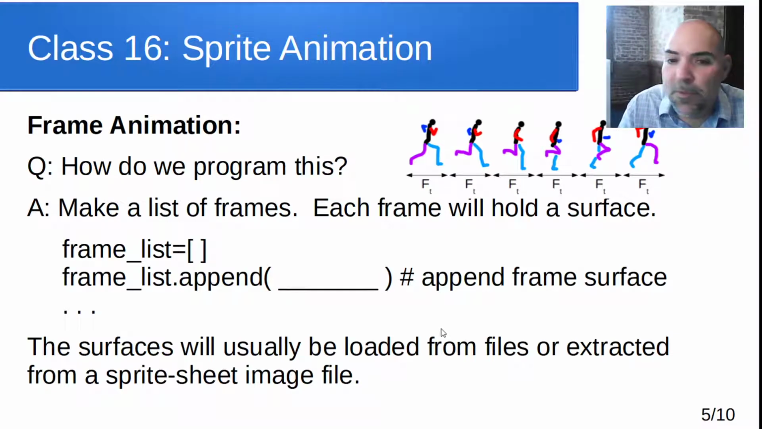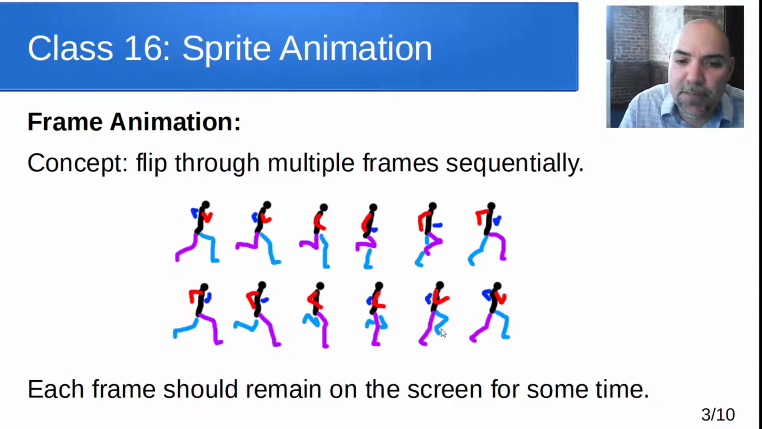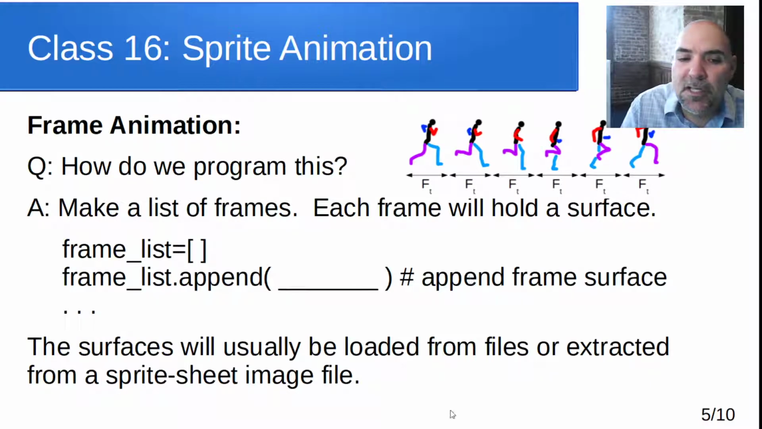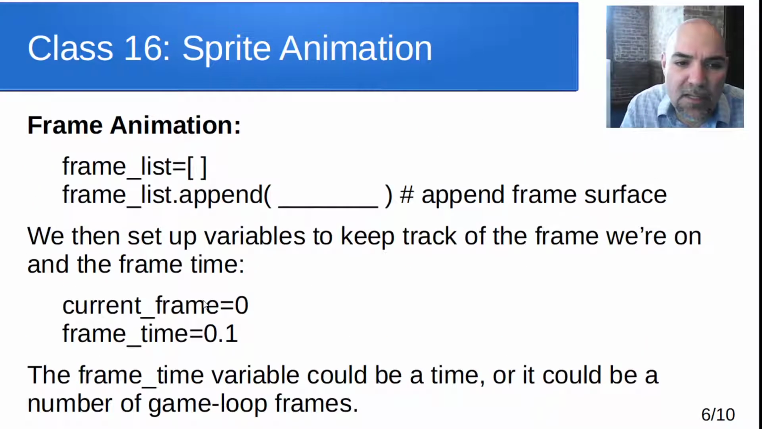The other option is to put all of those into one sprite file like this that includes all of the frames, and then programmatically pull them out by clipping out this part of the picture and that part of the picture and that part of the picture, but we would still put them into the animation frame list one at a time. We would just cut them out of the original one. And we're going to look at examples of doing both of those methods here later today.